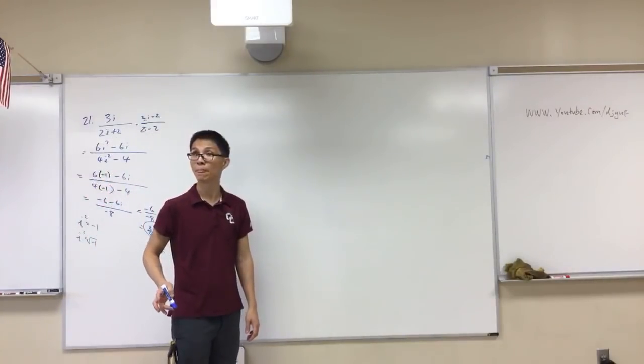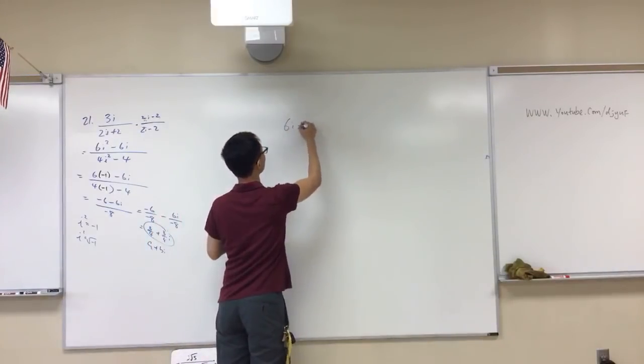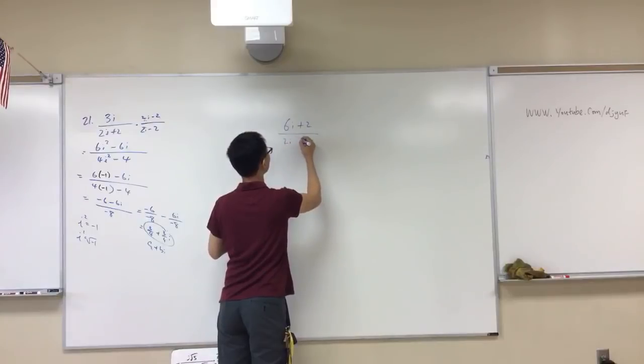Next question. 6i plus 2 over 2i minus 4.